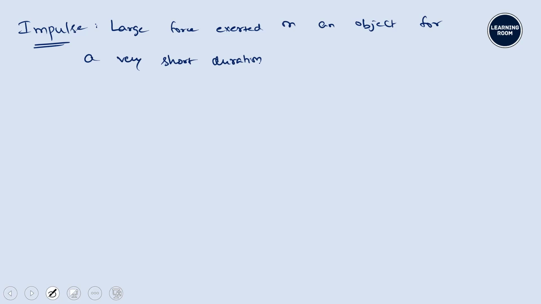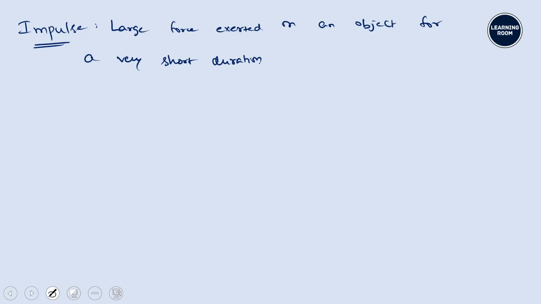So this is elastic motion. So you take the box and just hit it, and it comes. So these are all the examples. So a large force exerted on an object for a very short duration is what we call impulse.